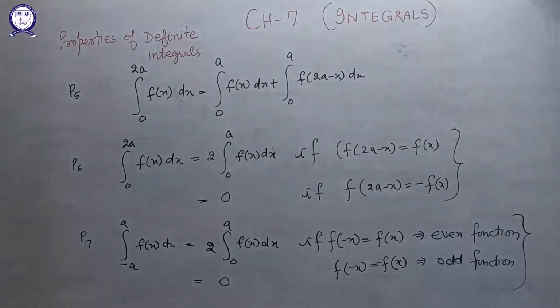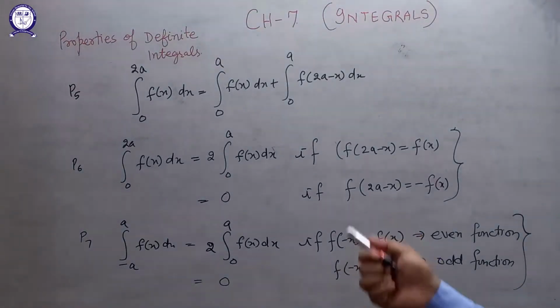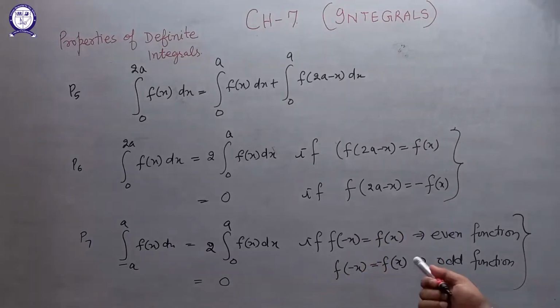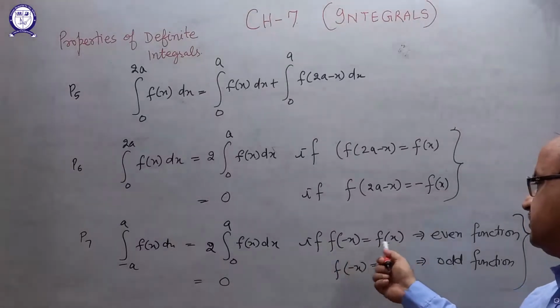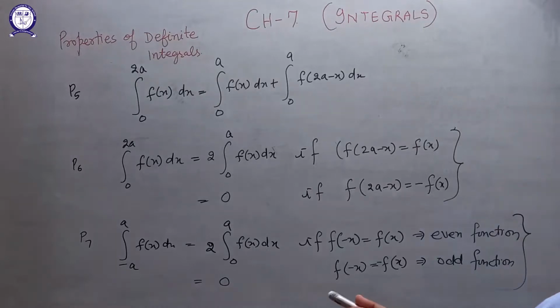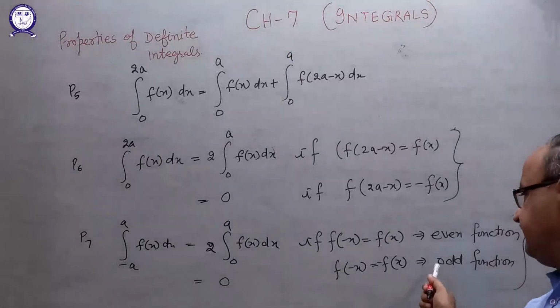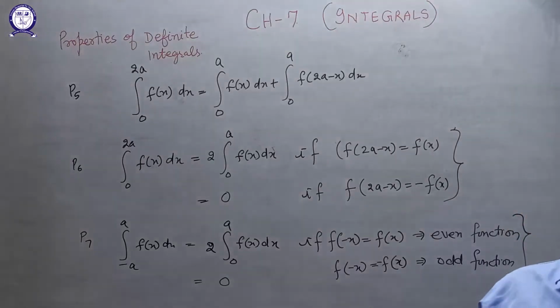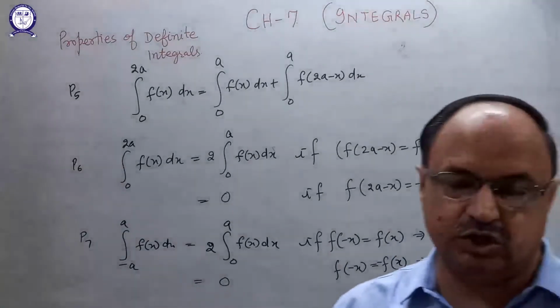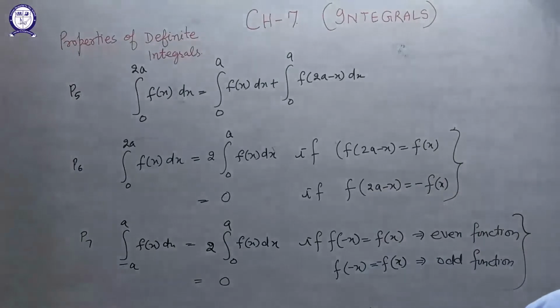Correct? Check again. This is the identification of P7: minus a to a, then you can convert to twice 0 to a f of x dx if this condition is satisfied, f of minus x is equal to f of x. That is an even function. If it is an even function, then you can convert the question in the form of twice limit 0 to a. But if it is an odd function, f of minus x is equal to minus f of x, then you can write directly it is 0. Correct? Mostly in 1 mark questions, this property is applied.